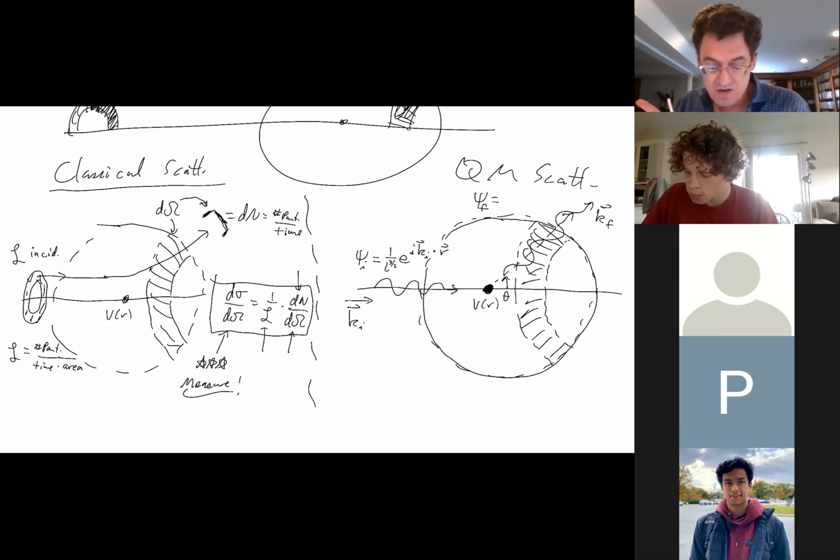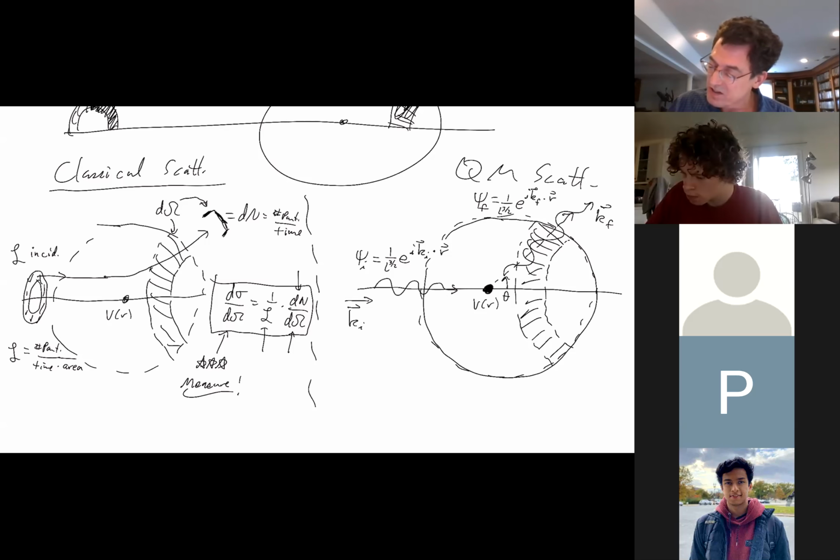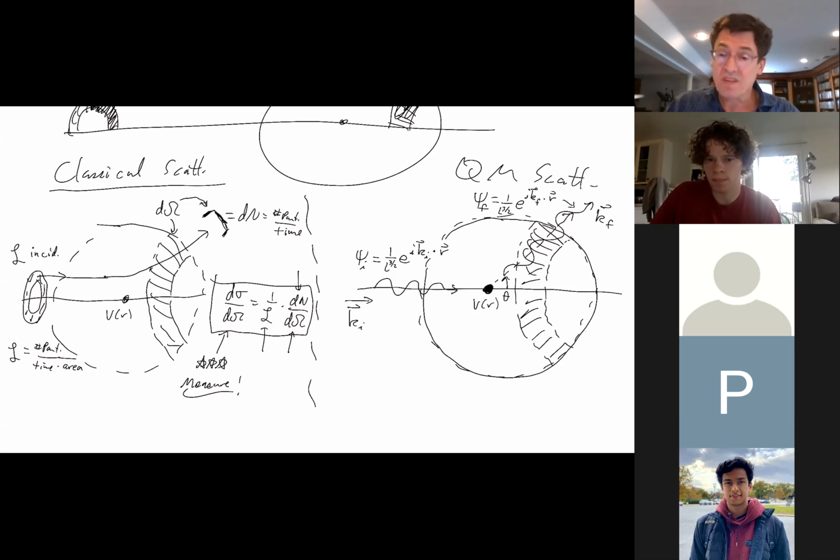Now I scatter into this new state, and how do I define the new state? What's the equation for the new state? Just e to the i k f dot r. Exactly. It's a plane wave going in a new direction. And let's normalize it to 1 over L to the 3/2. So this is the picture that you should have in your mind. I start in some incident state, and I scatter into some final state.